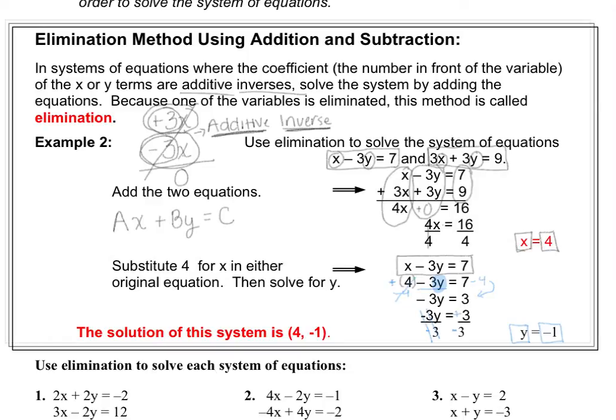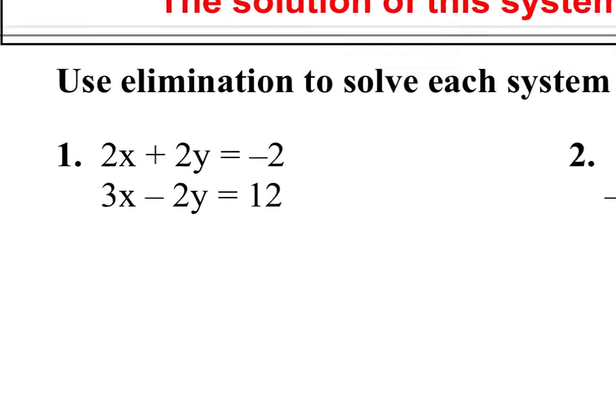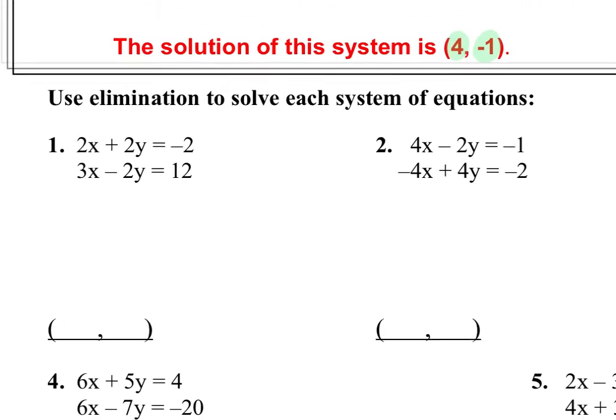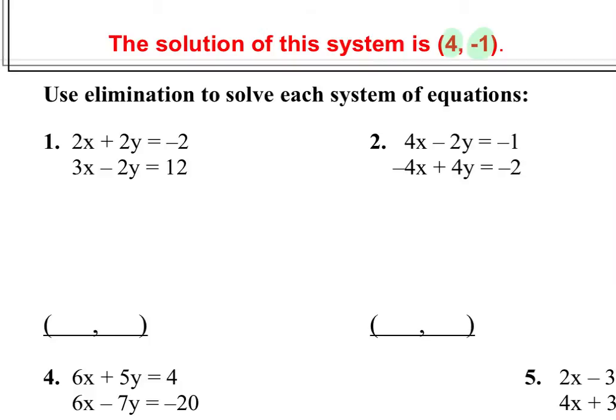Alright, so just as before, we now have my x and my y. All I have to do is write that as a point, x comma y. Alright, great. Let me do one more example, and then you will do one on your own. Remember, since this is a video, you can always pause at any moment that you need a little bit of help or you need to take some notes.